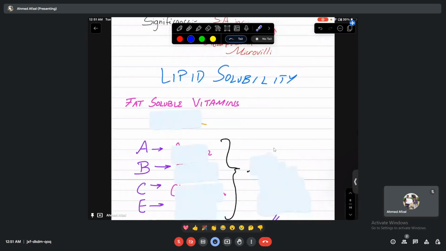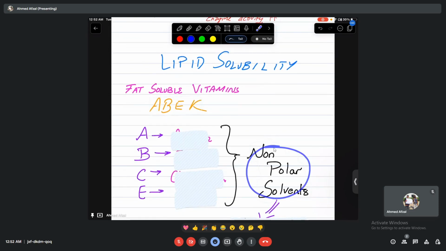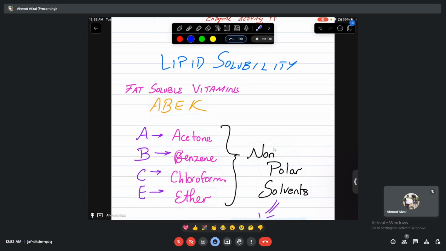Okay, so that's about it. The next test is the lipid solubility test, right? So you would need to remember the fat soluble vitamins, which are vitamin A, vitamin D, vitamin E, and vitamin K. And you also need to know four non-polar solvents, right? What are the four non-polar solvents? They are acetone, benzene, chloroform, and ether, right?